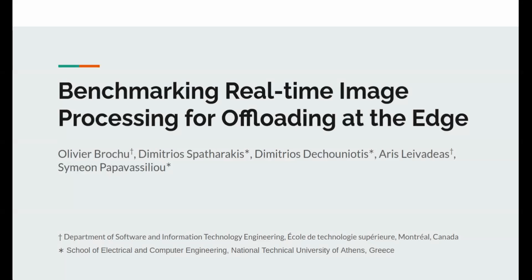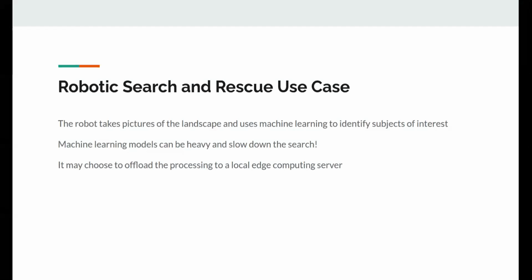Welcome to our demo benchmarking real-time image processing for offloading at the edge. This demo focuses on a robotic search and rescue scenario for industrial Internet of Things. In this use case, a robot looks for subjects of interest, like humans, in a designated area.